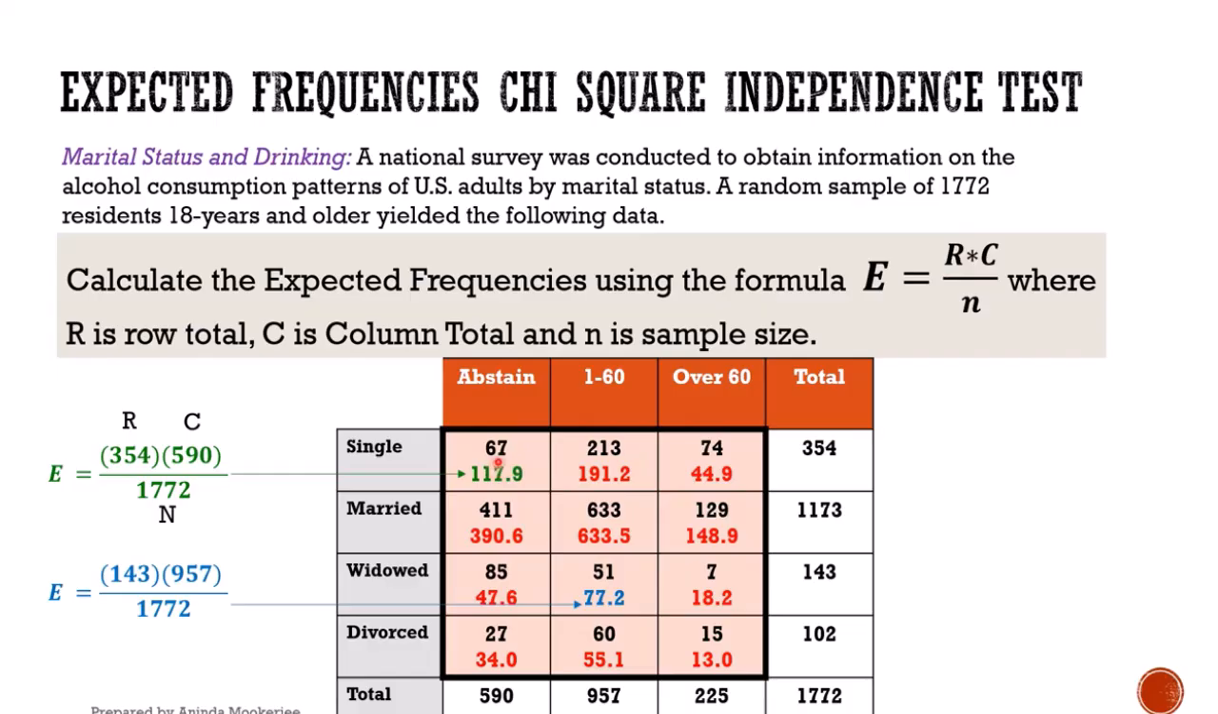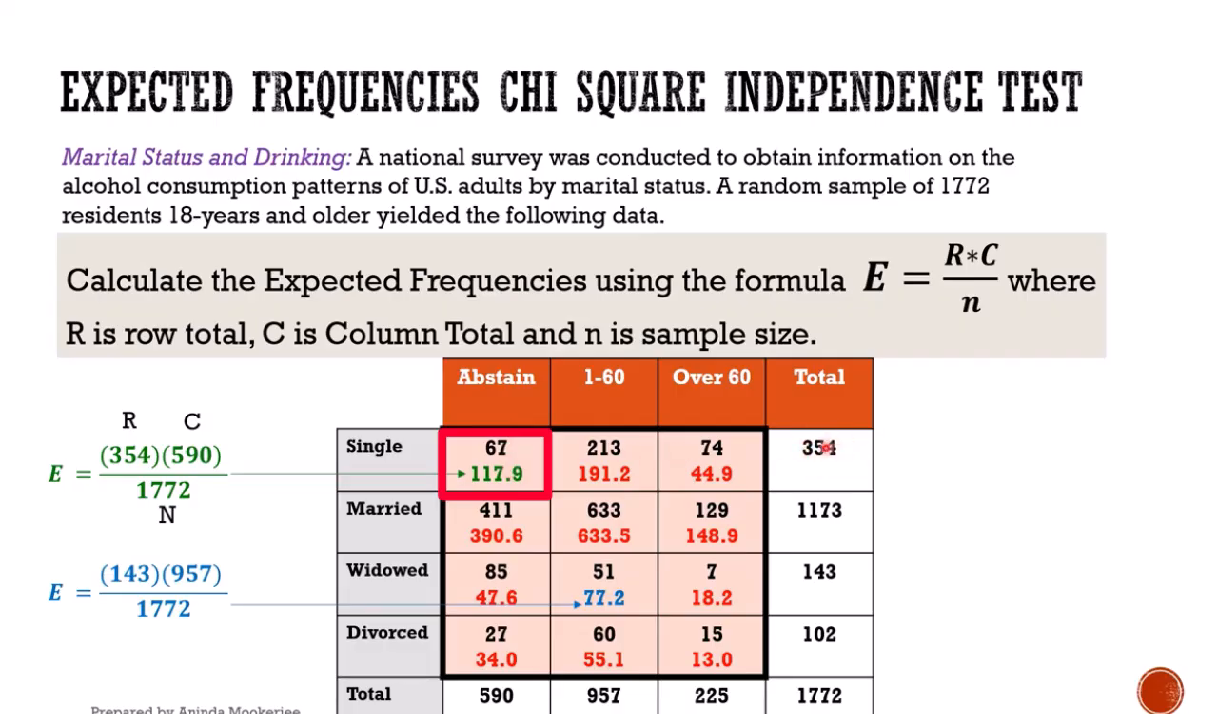All right, so the initial values given to us, the values in black, 67, 213, 74, these are the observed frequencies. We have to find our E values, and remember E is given by the formula R multiplied by C over N, where R is the row total multiplied by the column total, divided by N. So when we want to find the expected value for this particular cell, where the number of observations for single and abstaining individuals was 67, what would be the expected frequency?